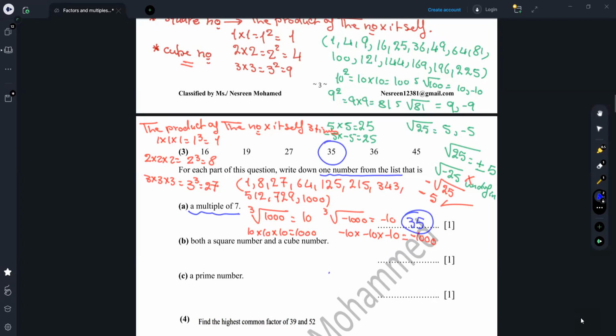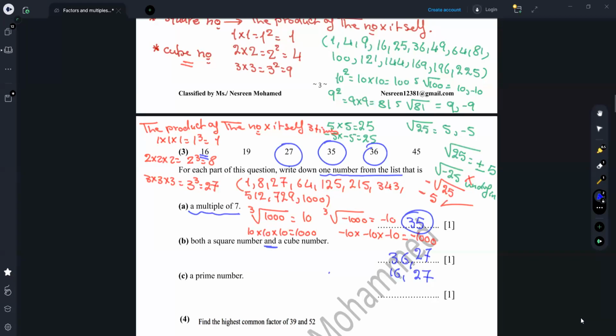And here, both a square number and a cube number, separate square number and separate cube number. The square number, the cube number and the prime number, it is really important to know how to understand them and recite them. Both a square number and a cube number. What is the square number here? It will be 36. What is the cube number here? It will be 27. So it is 36 and 27. Or we can say 16 because it is a square and 27, it is a cube.